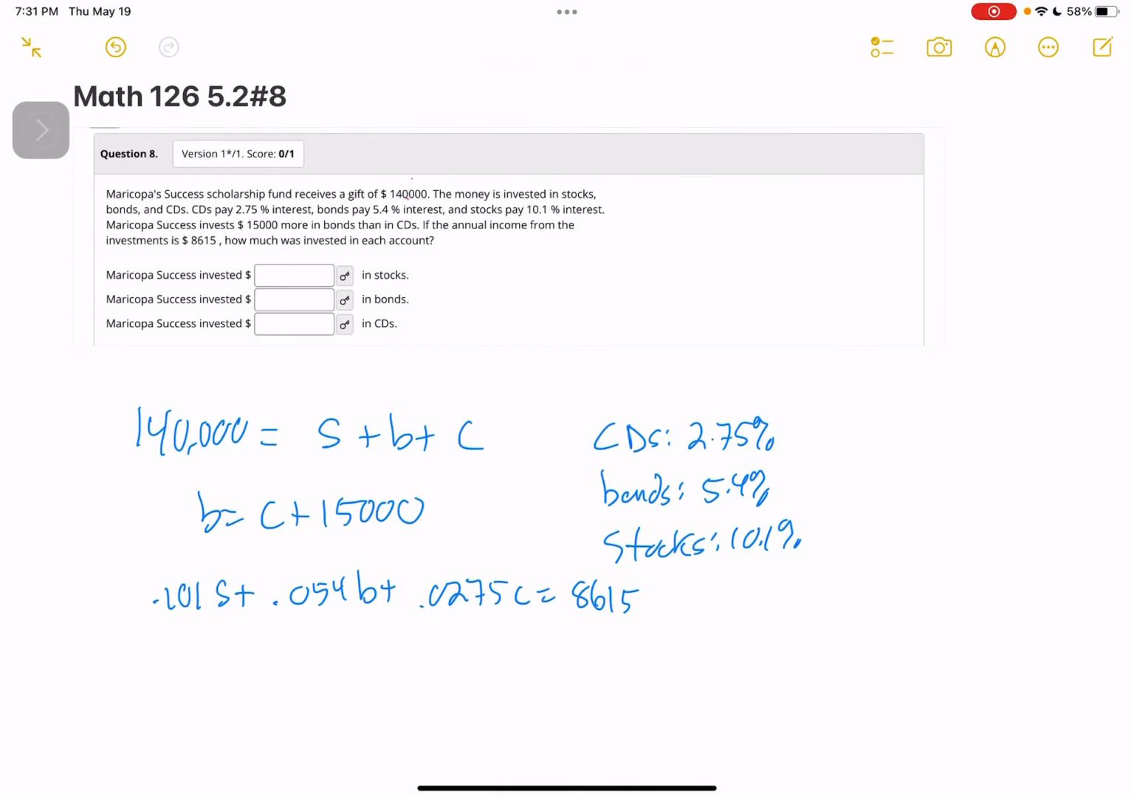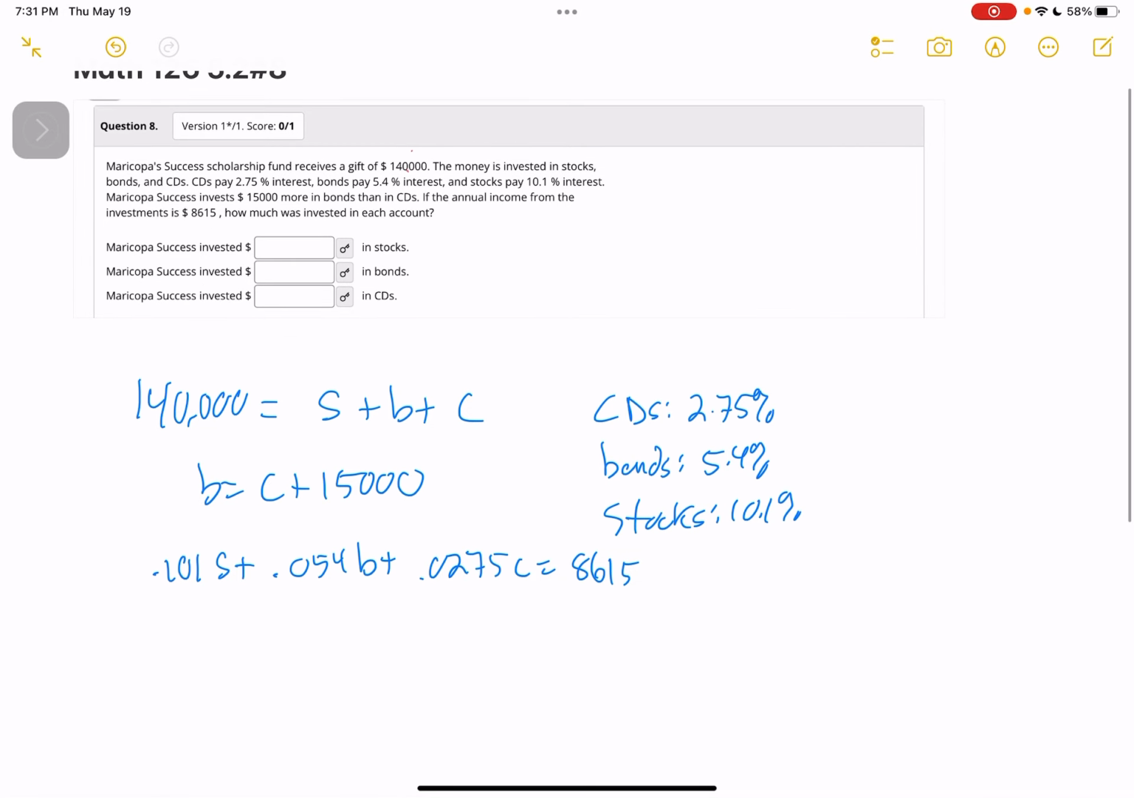Okay, this is 5.2, number 8. This is kind of like a mixture problem. It's an investment problem, so we're thinking about mixing different types of investments. So Maricopa's Success Scholarship Fund receives a gift of $140,000. I hope I got enough zeros correctly there.